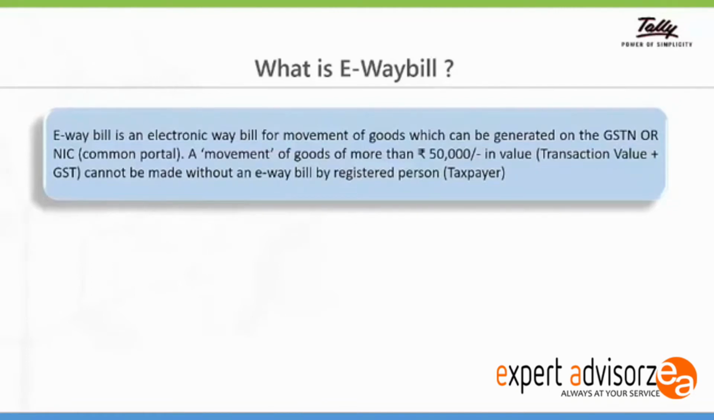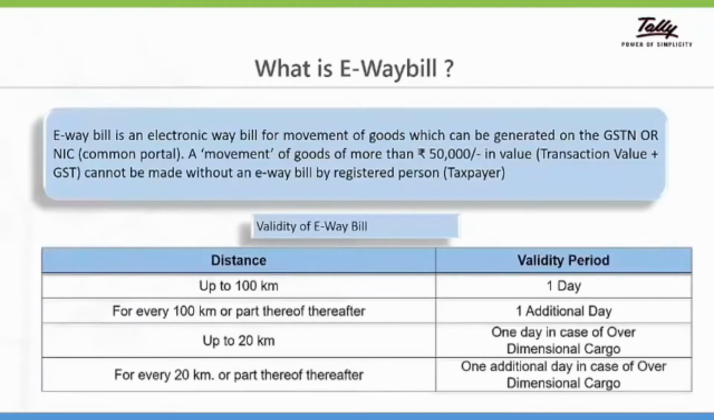Common Portal. A movement of goods of more than 50,000 worth in value, which is the transaction value plus your GST tax, cannot be made without an e-way bill by a registered person, the taxpayer. Validity of e-way bill: if the distance is up to 100 kilometers, the validity for e-way bill is 1 day, and for every further addition of 100 kilometers, the validity period gets extended per day.